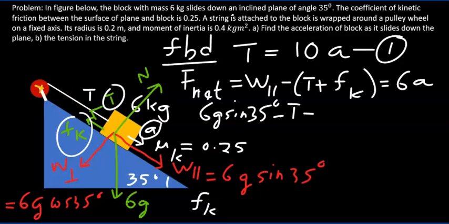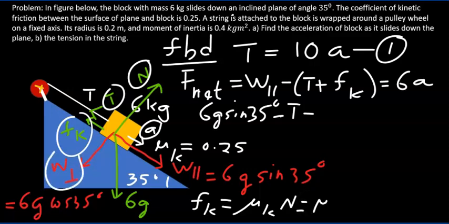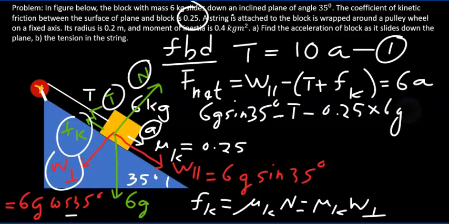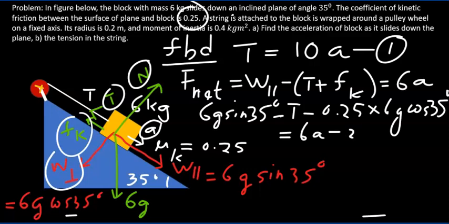Now what is kinetic friction? Kinetic friction is coefficient of kinetic friction times the normal force. The normal force is the same in magnitude as W perpendicular. So the friction is simply coefficient of kinetic friction times W perpendicular. So let's write that down there. Mu k is 0.25. That's the coefficient of kinetic friction. It's given. W perpendicular is 6g cosine 35 degrees. And all this equals 6a. So that is your equation 2.